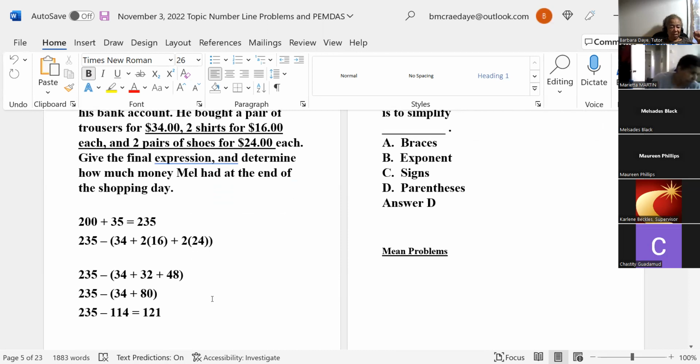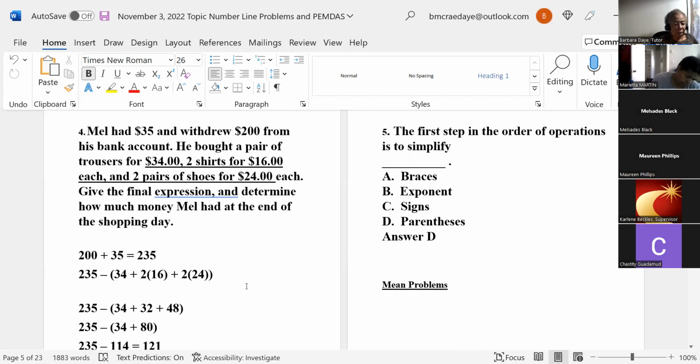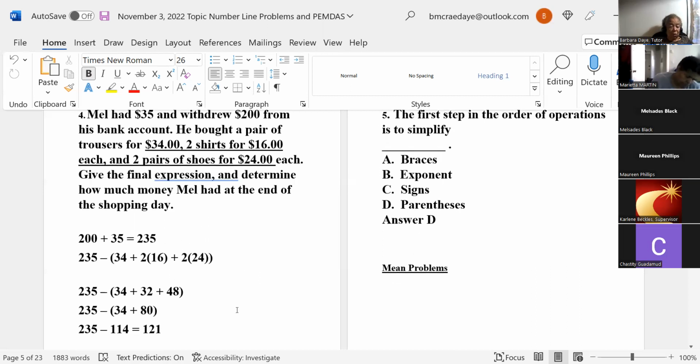$14? Oh, I made an error then. Something made an error someplace, right? Yeah. Maureen did this, 34 plus 80 was 114. And both she and Marietta got the same answer, 121, which is correct. Maybe you miscalculated something. You go back over it. You'll probably find your error. But your process was good.